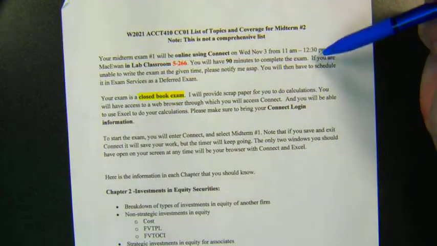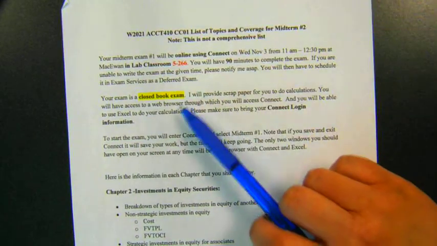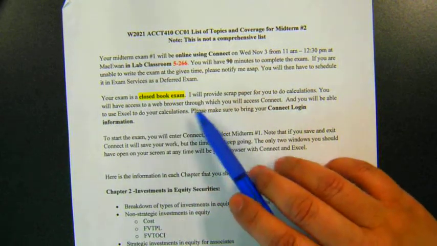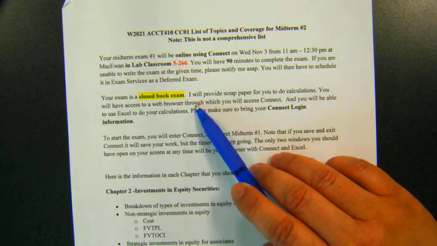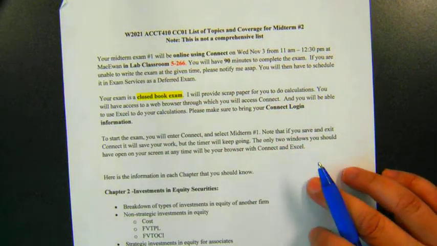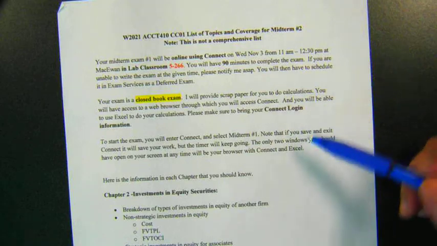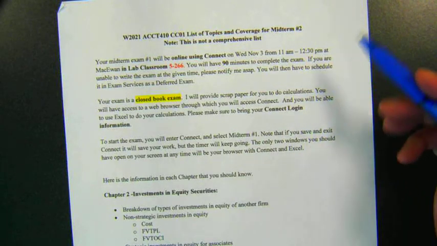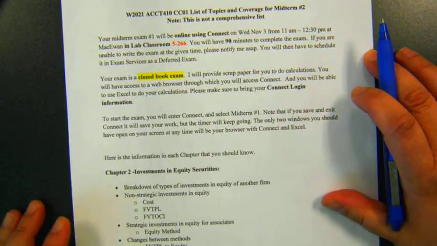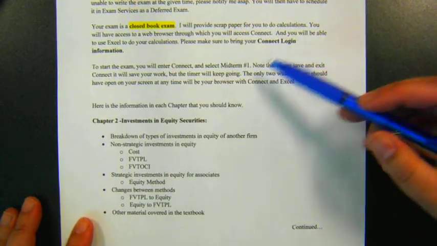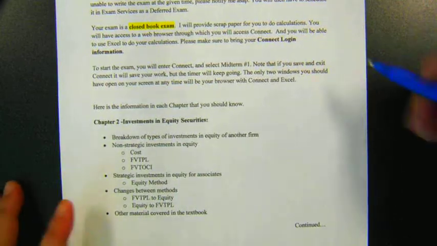So in the lab, 90 minutes to complete. And it's closed book. I'll give you scrap paper. You can use, of course, a web browser because that's the only way you can get to Connect. And you can use that login information, you guys. And everything else is the same as the first one, all the same stuff. Start the exam, you enter Connect, select midterm. Oh, that should say 2, not 1.